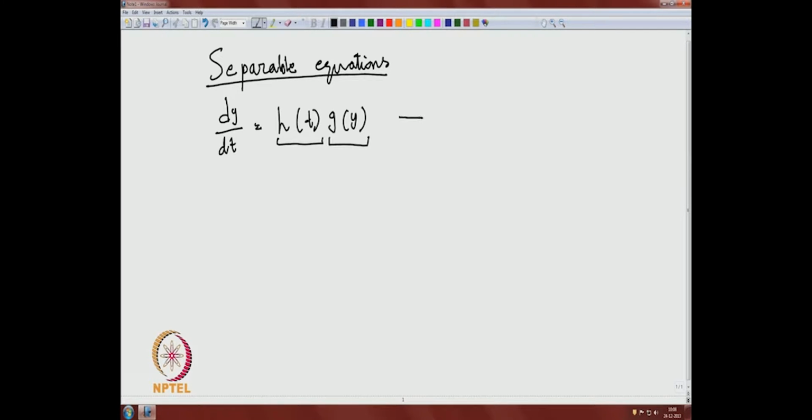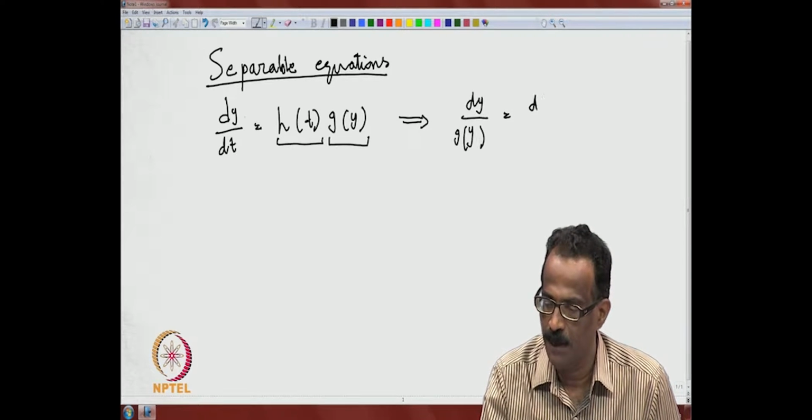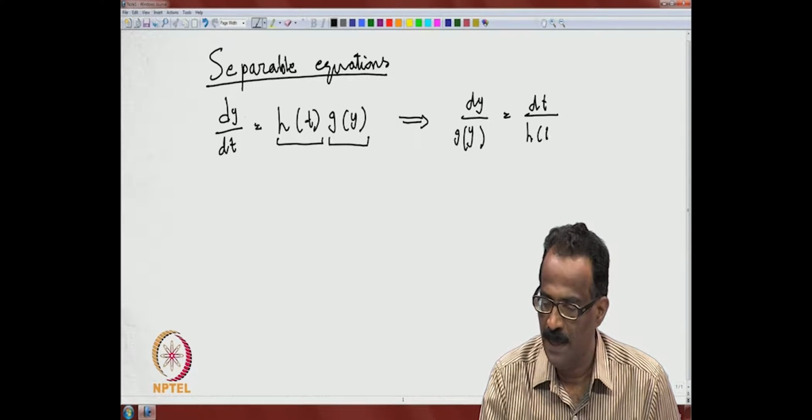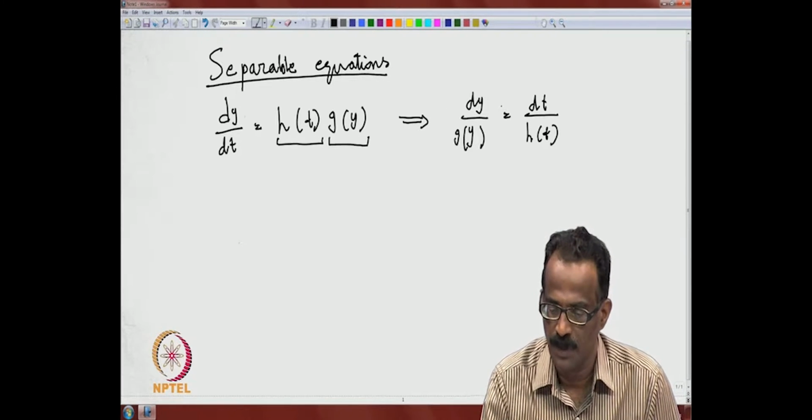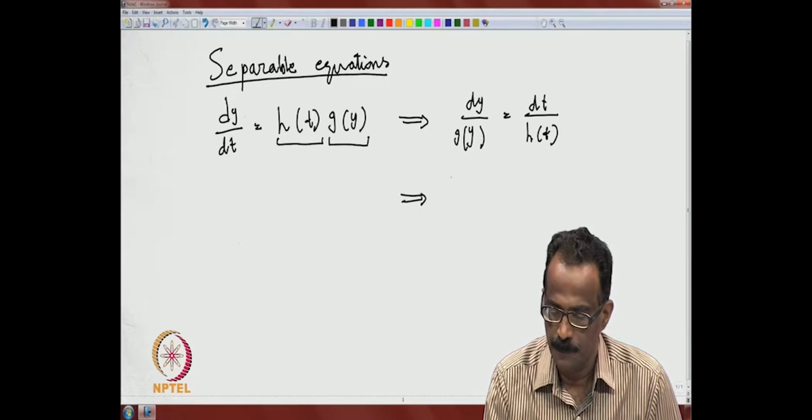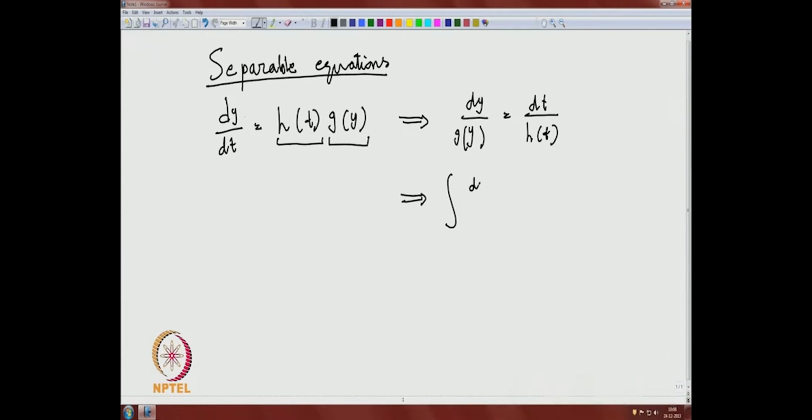So, you can write this formally in the form dy by g of y is equal to h of t dt, and then one can integrate and find the solutions. This implies you have the integral of dy by g of y is equal to the integral of h of t dt plus a constant, which can be solved. So, this is also an easy class of equations among nonlinear equations in general, which can be solved easily.